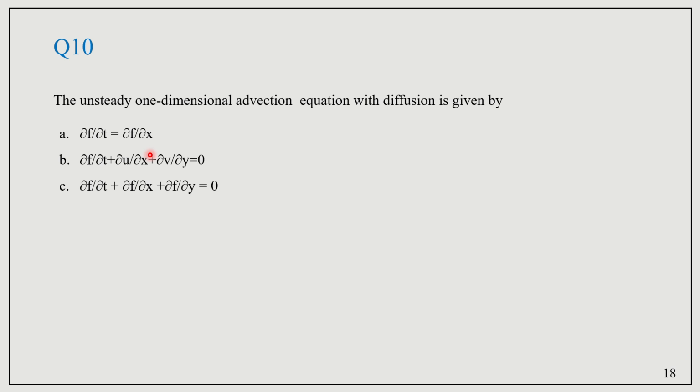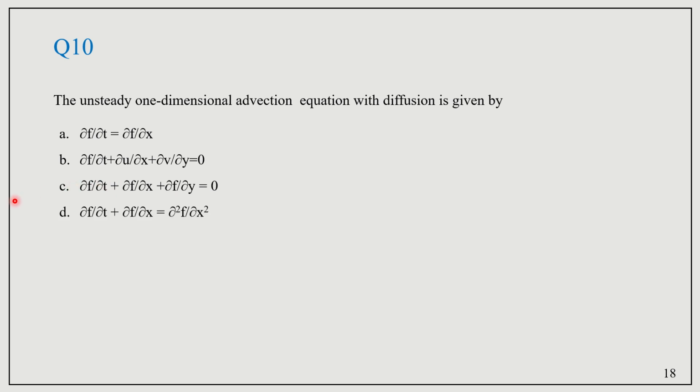Now coming to C, we have dou f by dou t plus dou f by dou x plus dou f by dou y equal to 0. We have the unsteady component. We have the advection component, but it is a two-dimensional problem: dou f by dou x plus dou f by dou y. We have the x dimension and y as well. So it is a two-dimensional problem. So again, the third option C is false.